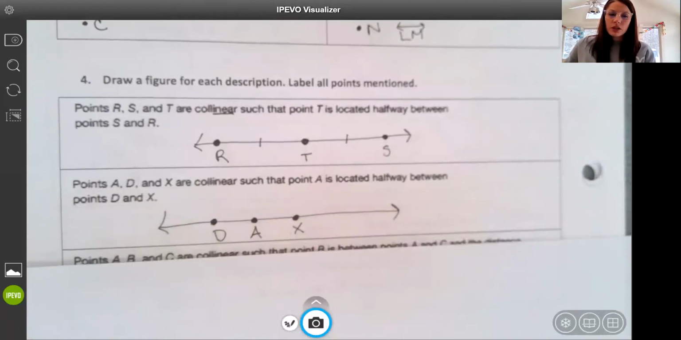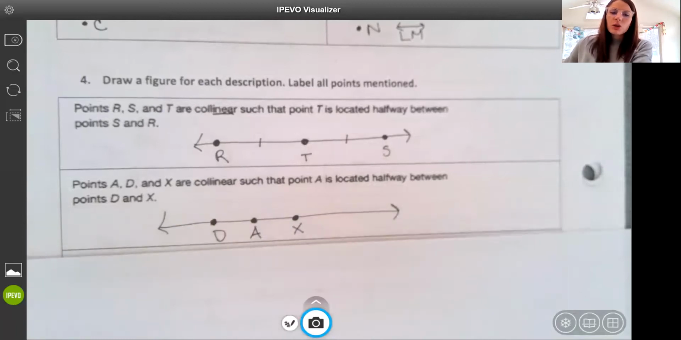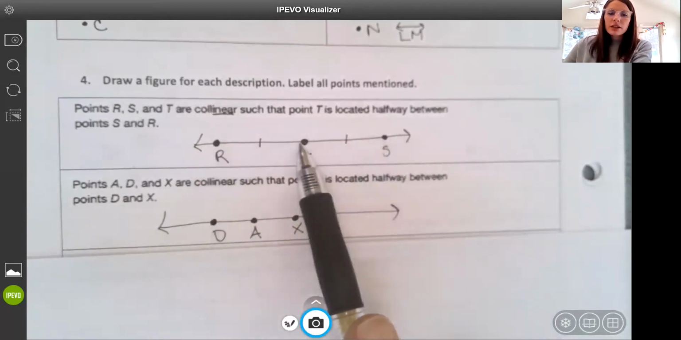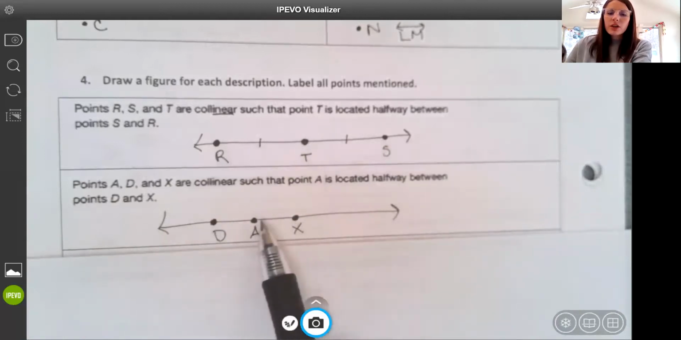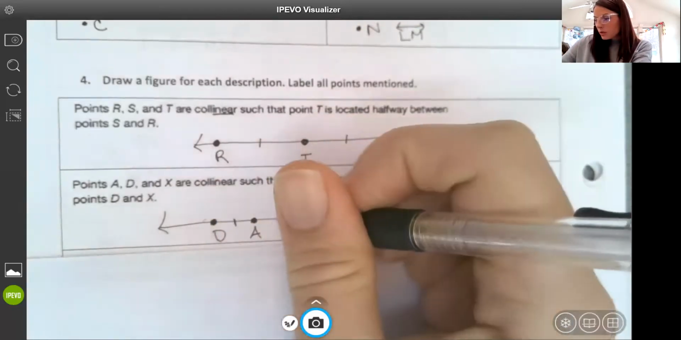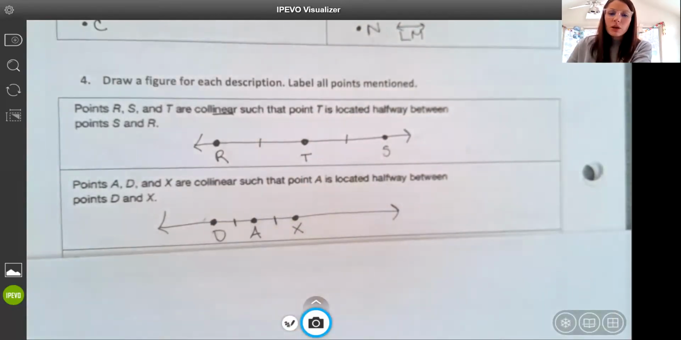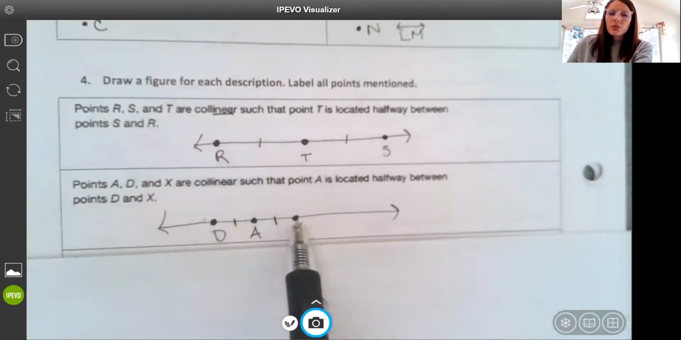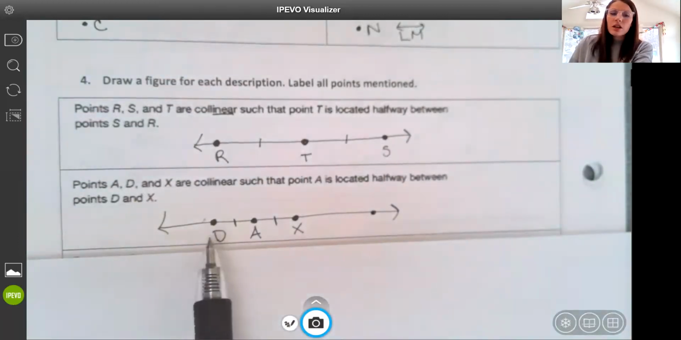You should have something like this. So notice that here I took up my whole line and put R and S at the end and T in the middle. Here I drew a line and I put D and X pretty close together and I just put A in the middle, and maybe you marked it with tick marks here too to show that A is halfway between. Okay, but the points don't have to be at the very end of the line you draw. They could be anywhere, and there could be other points on here too. Doesn't matter, as long as on that line you have D, A, and X, and A's in the middle of those two.